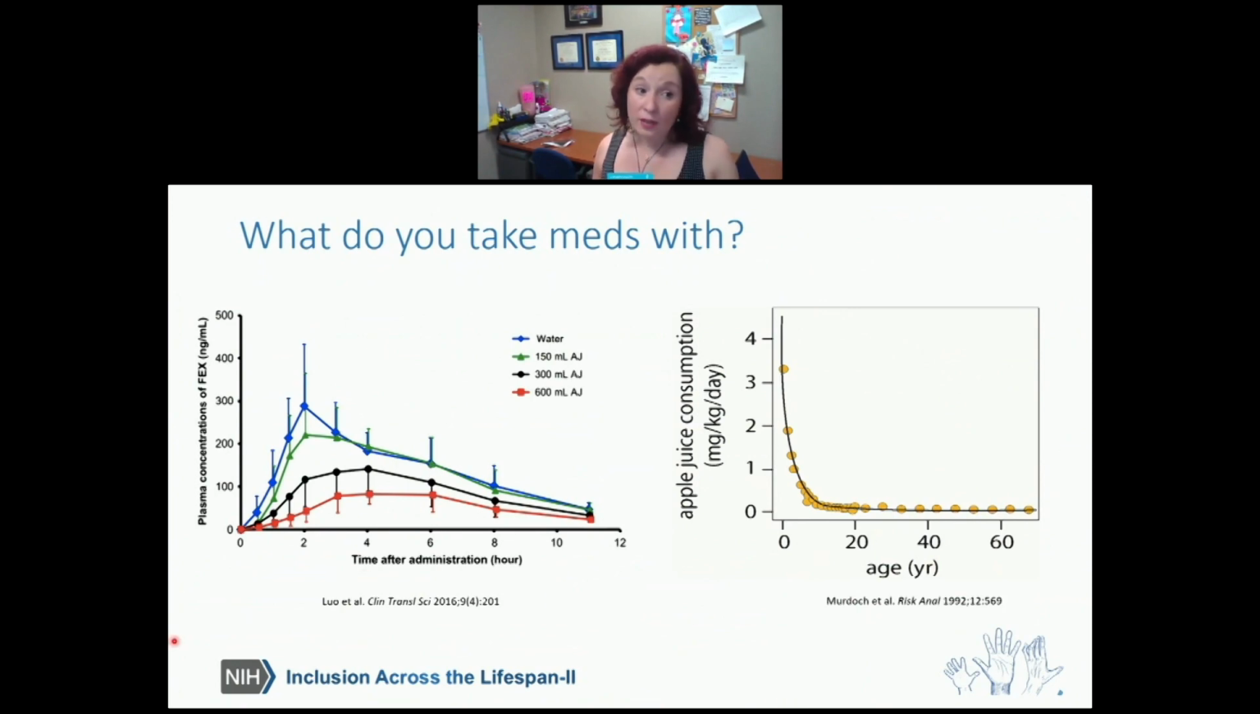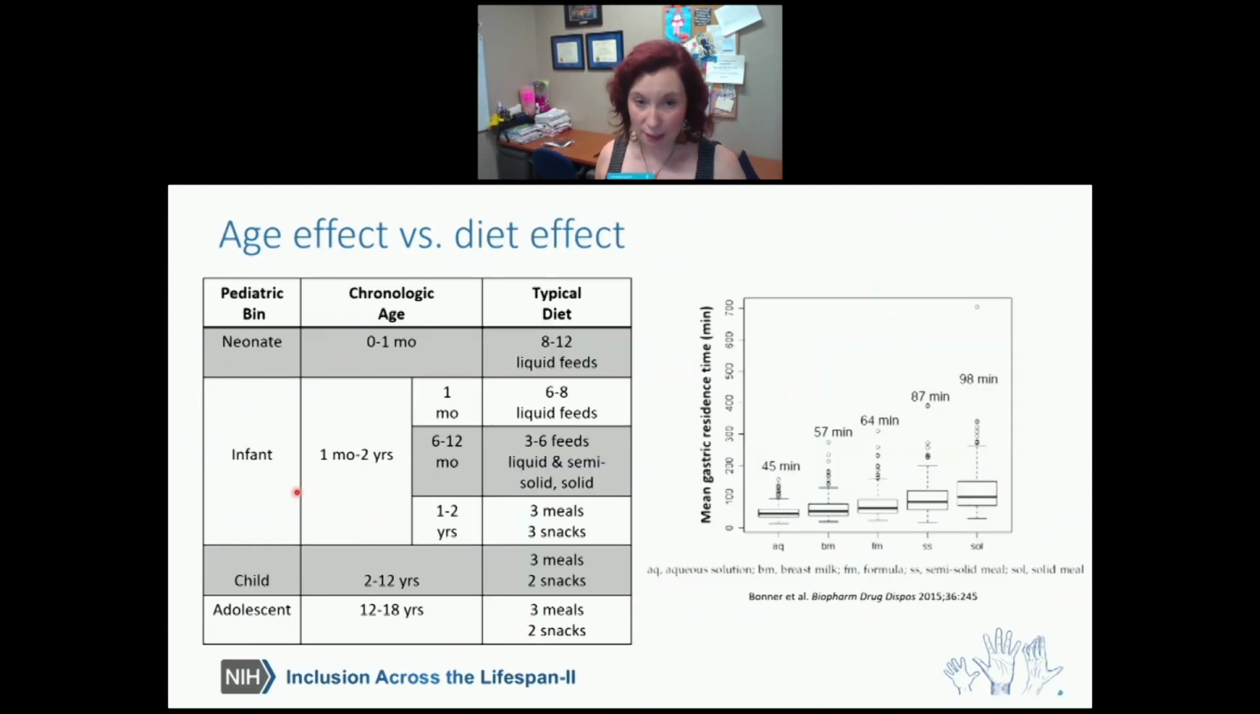For example, this allergy medication, after a single dose administration, the levels achieved in the bloodstream are very different when the drug is given with water, say like in an older child, versus when it is given with apple juice, say like for a younger child. So again, you have to be careful about teasing out diet effect from age effect in pediatric studies.